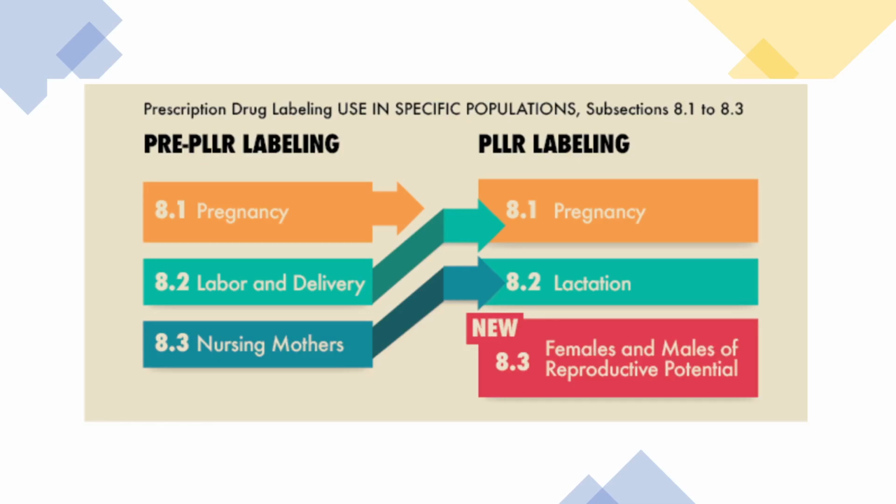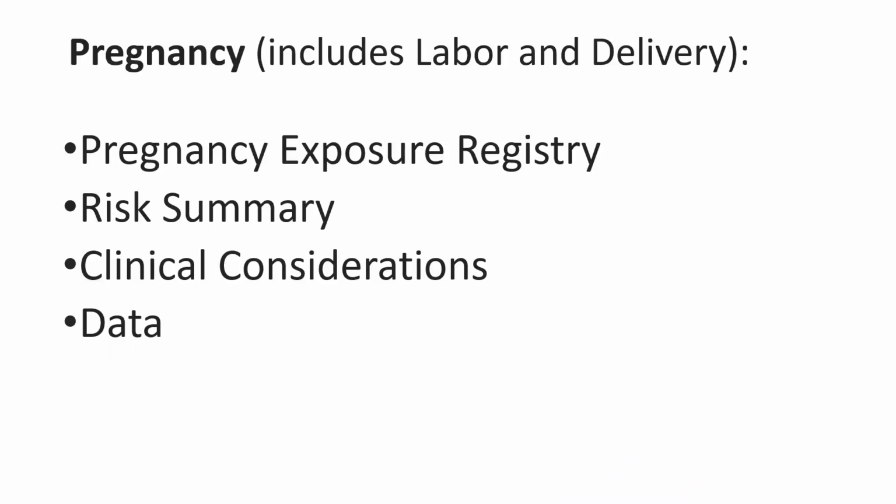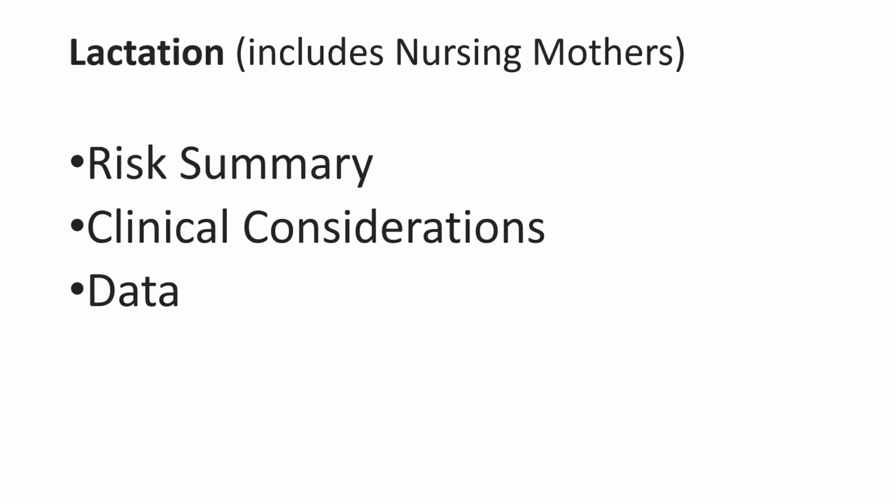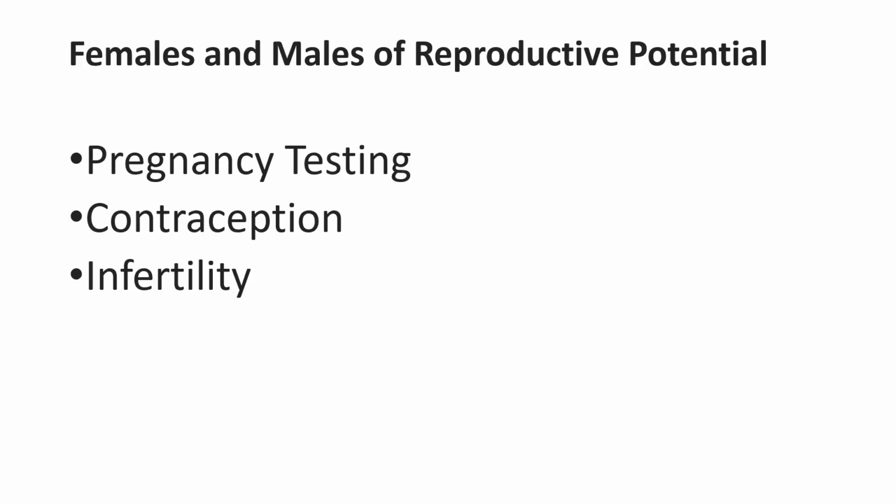So there are various subsections in this. Pregnancy includes pregnancy exposure registry, risk summary, clinical considerations, and data. These are included under the pregnancy subsection, and lactation also includes risk summary, clinical considerations, and data. And in the females and males of reproductive potential section, pregnancy testing, contraception and infertility are included.